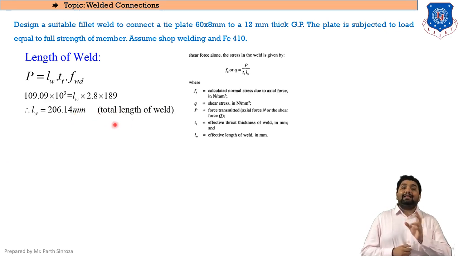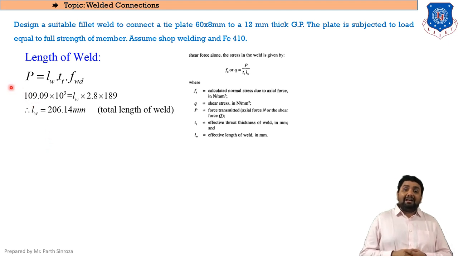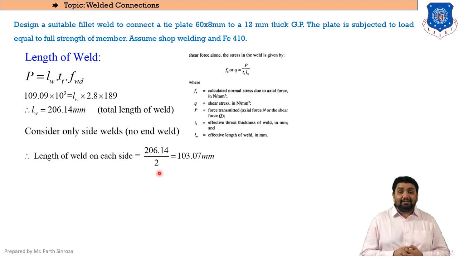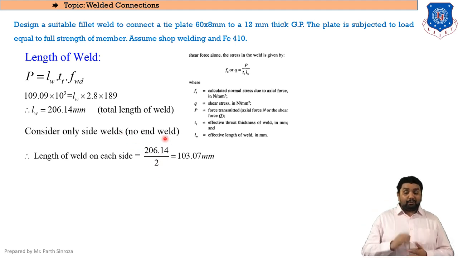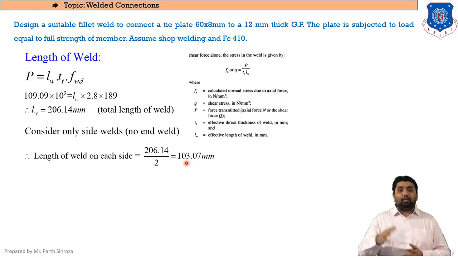Now this is the total length of weld. Keep in mind, it is not asked in the question whether to provide welds on sides only or on sides and end. That is our third case. Clear? So here I have assumed that I have provided the welding on only sides. That means there are two sides, the upper portion and the lower portion. So the final value will be cut into two parts, considering only side welds, no end weld provided in this case. So the length of weld on each side, the total length was 206.14, so on each side it will be 103.07 mm. You can round it off to 105.